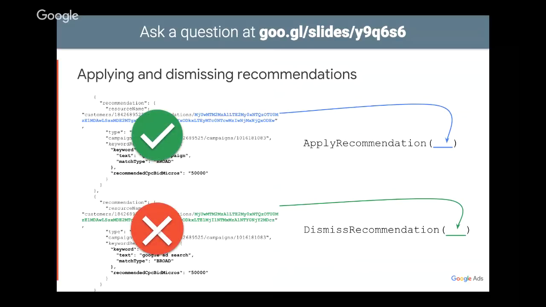So I can apply the first one, and it gets added to the campaign in question. Dismiss the second one, and it doesn't get added, and you can also filter it out since it's been dismissed. The next time you make an API call, you can say, give me all the new recommendations that I haven't dismissed yet, or that haven't been dismissed yet in the Google Ads UI. So it's exposing the full feature set of the recommendations UI to you programmatically in the development environment.